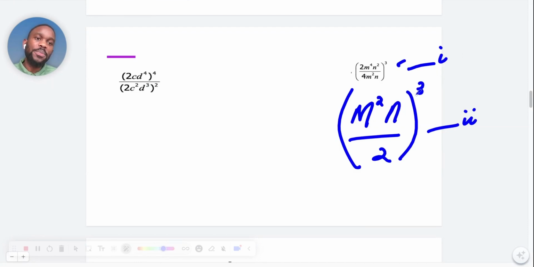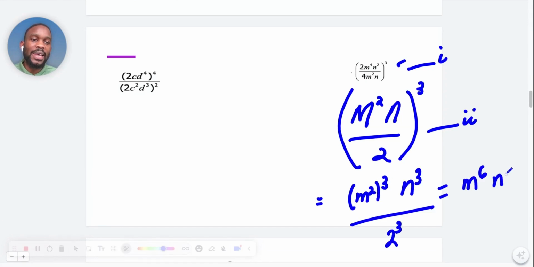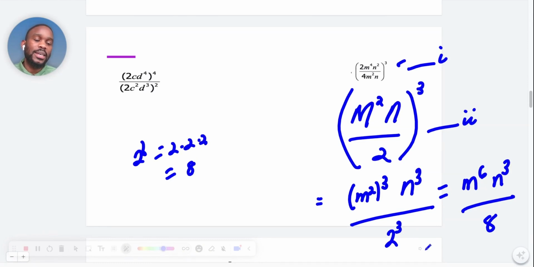Now, I'm going to put this exponent 3 on everything. So this is the same as having m exponent 2 exponent 3, n exponent 3, divided by 8. How do I get 8? 2 exponent 3 is the same as 2 times 2 times 2. It gives you 8. So this is the answer to this expression.